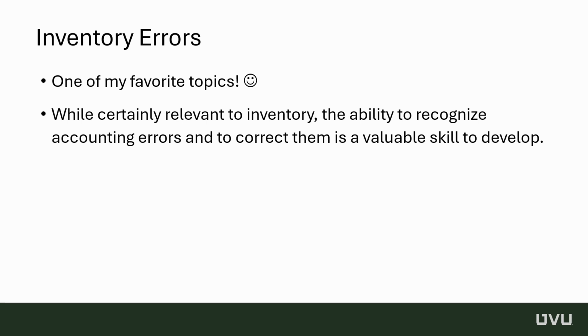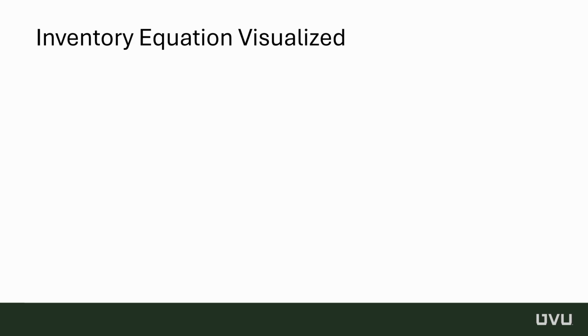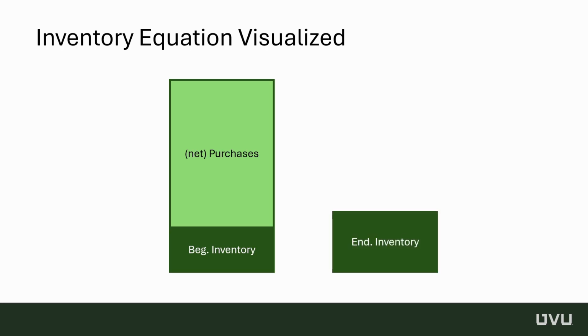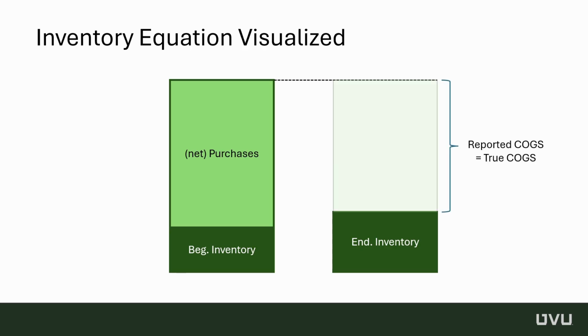But before diving in, I want to revisit the inventory equation one more time. Let's recall that the inventory equation consists of beginning inventory plus net purchases, and collectively, we refer to those two as our goods available for sale. And for a brief moment, let's take the perspective of a company that uses a periodic inventory system. The way things would naturally play out for such a company is that at the end of the period, a physical count of inventory would be taken to determine the ending inventory balance. And the difference between goods available for sale and ending inventory would be our cost of goods sold.